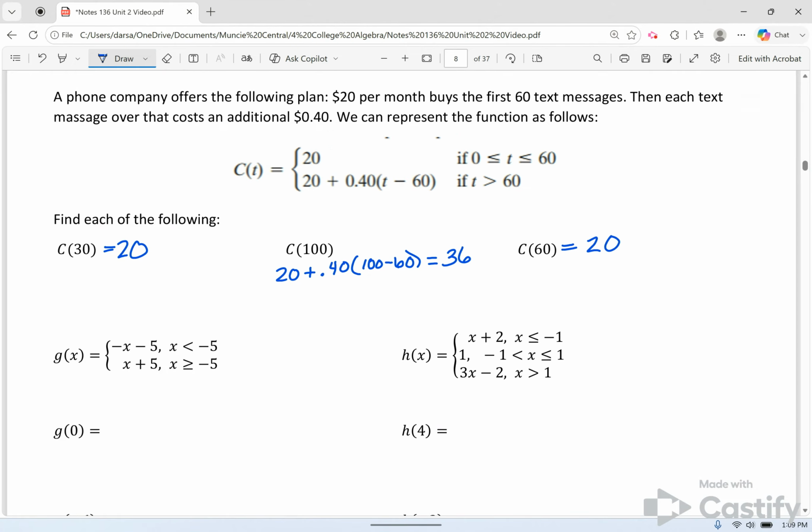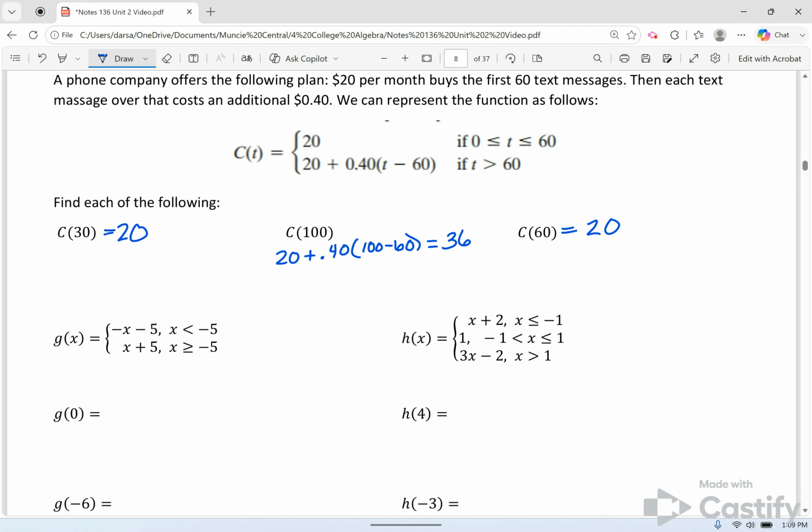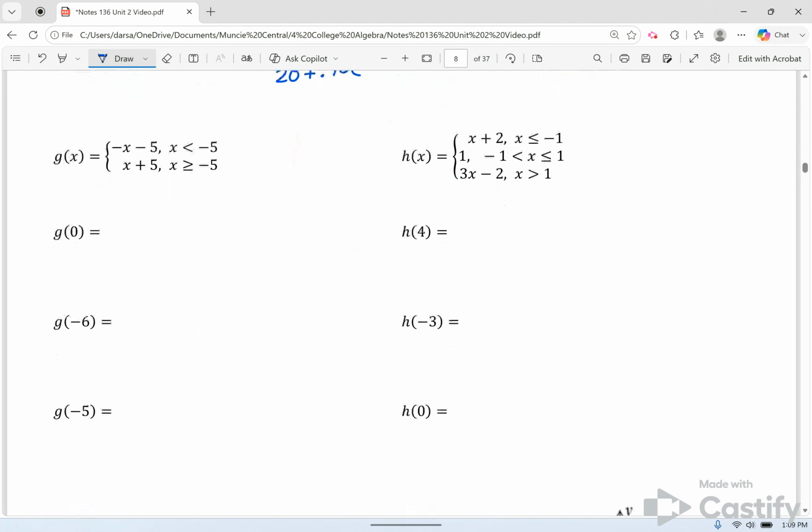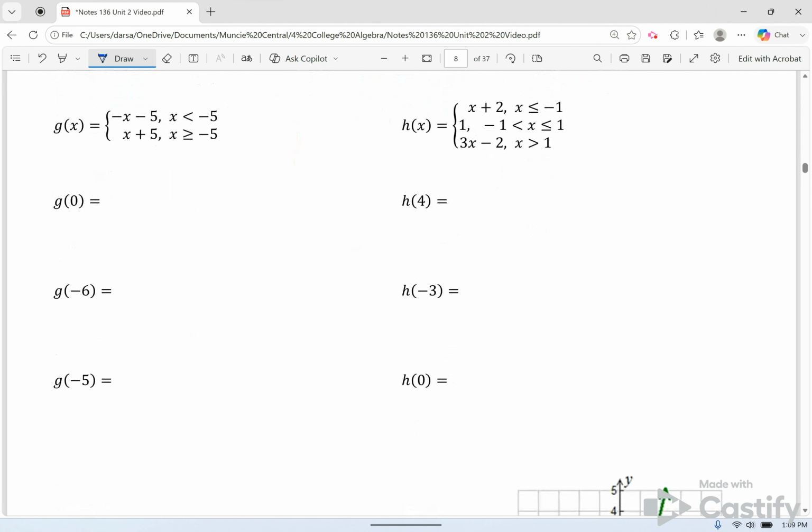So this was a real life example, but most of the time when we're in pre-calculus and further on in calculus, we're going to see examples that look like this one. Let's look at g of x. So notice we're going to use the equation negative x minus 5 as long as x is less than negative 5. And we're going to use the equation x plus 5 when x is greater than or equal to negative 5. So you can see the comma here that separates the equation from the rule, right?